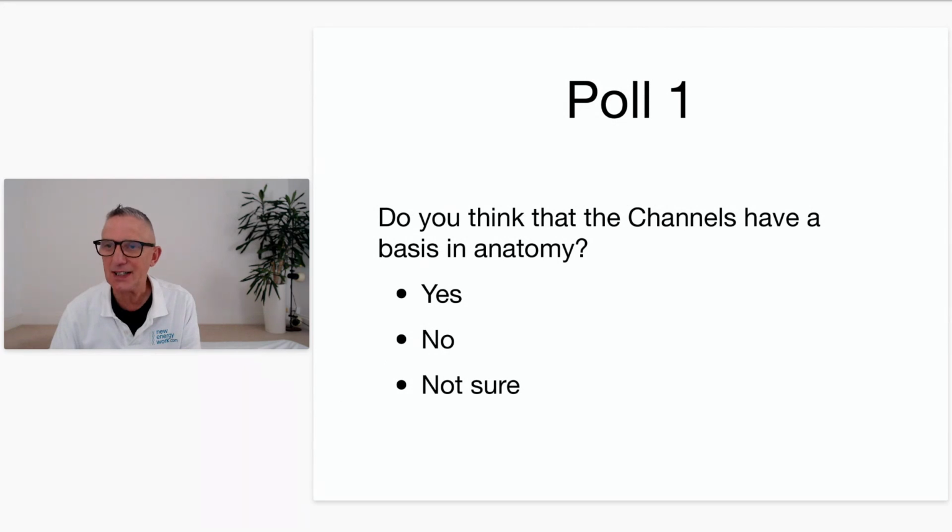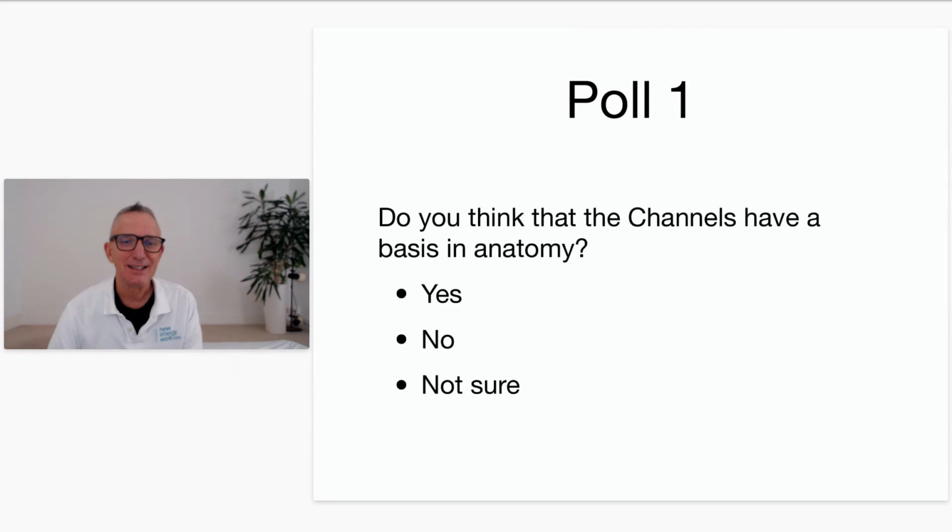I'd be interested to know if you think they do, or whether you think there's some other mysterious process going on, or that we don't even know where they are. Let's have a look and see what the consensus is. Okay, so here we go. We've got roughly 3/4 of you think the channels have a basis in anatomy, and about 1/4 of you think that they don't.